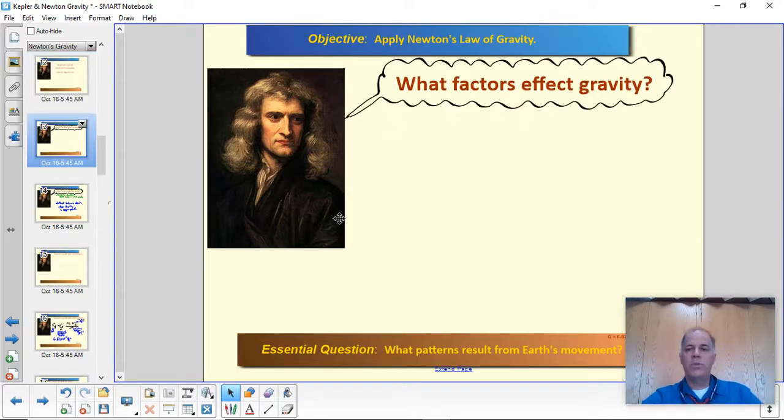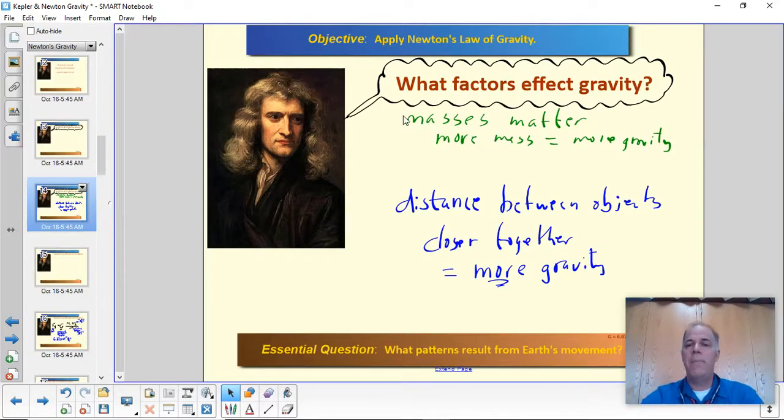Okay, so Newton was thinking about gravity and what factors affect gravity. And just from our own experience, you probably know that masses matter. So if two objects have more mass, they attract each other with more force. Likewise, distance also matters. If the two objects are farther apart, there's less gravity. Or conversely, if the two objects are closer together, there's more gravity. So more mass makes more gravity, and closer together makes more gravity.